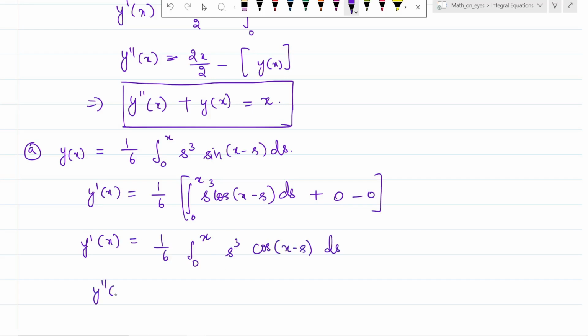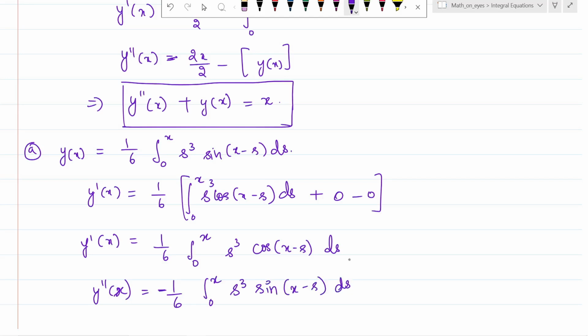Now again take the differentiation. y double dash of x is equal to 1 by 6. When you take the differentiation of this part, you will find the integral 0 to x of s cube as it is. Now taking differentiation, we get minus sine of (x minus s) ds.